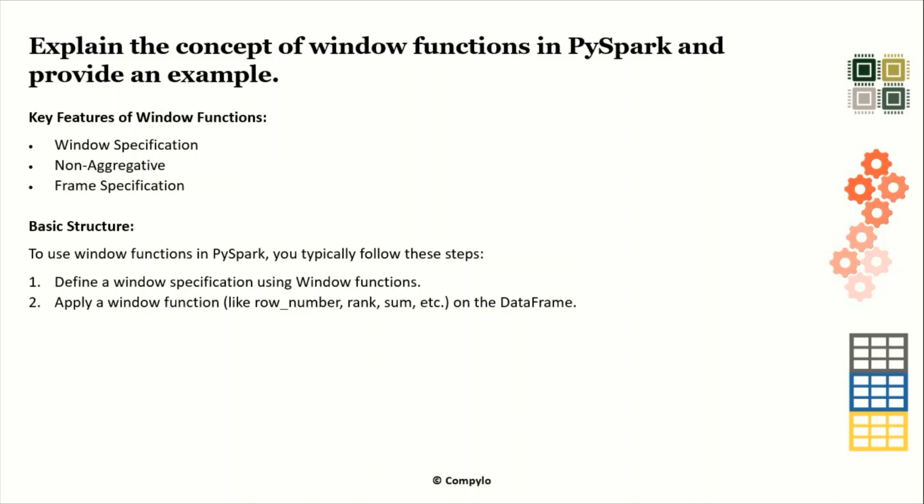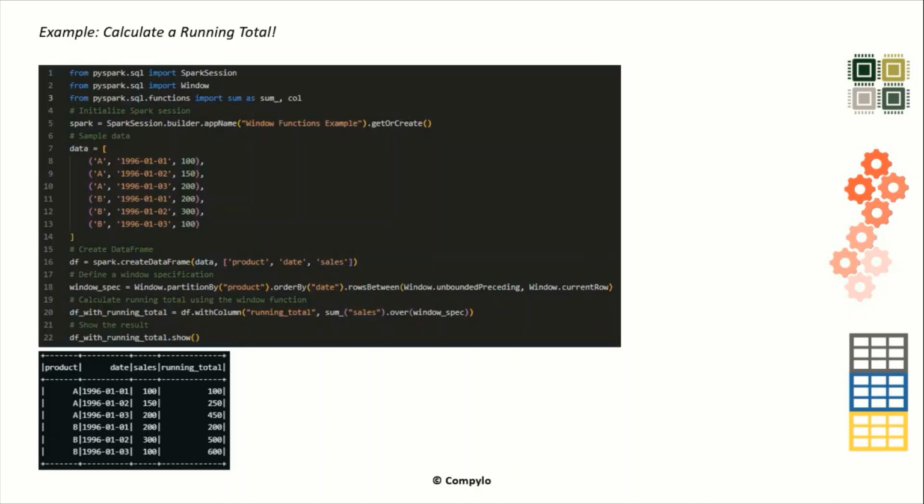But what would be the basic structure? To use window functions in PySpark, you can typically follow these steps. Define a window specification using the Window function and apply a window function like row_number or rank or sum, etc. on the data frame. Let's take an example. In this example, we are calculating the running total. Let's consider a simple example where we have sales data for different products over various dates, and we want to calculate the running total of sales for each product.